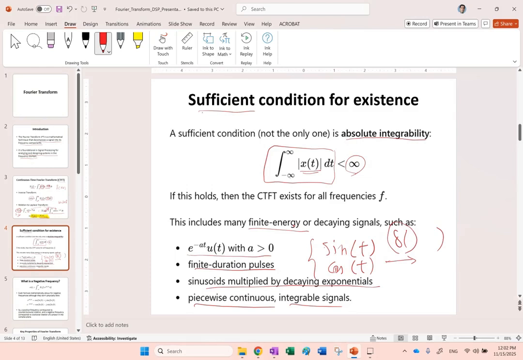So this is a sufficient condition. If you have it, there will be X of f. Now, if you don't have it, it doesn't necessarily mean that the Fourier transform doesn't exist. If this holds, it's guaranteed. If it doesn't hold, then you might or might not have an integral. And as we'll see, for these signals that are not decaying and for which this condition does not hold, still, using the delta function, I can define something, and I'm going to show you that.